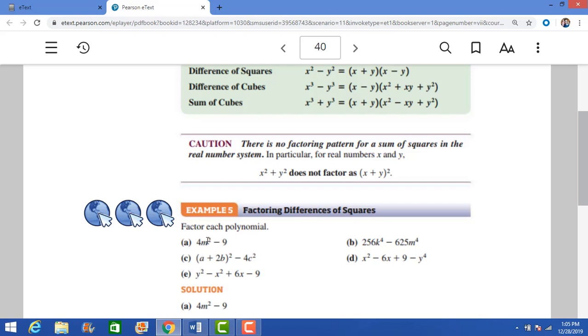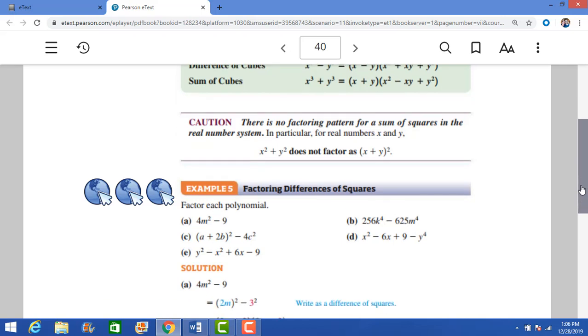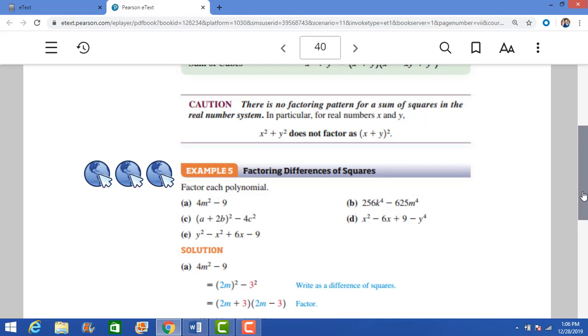Look at here. This is a perfect square, and this is a perfect square, so we have a difference of squares. So the answer is going to be 2m plus 3 times the quantity 2m minus 3. And that's it. As soon as you notice it's a difference of two squares, you know what to do.